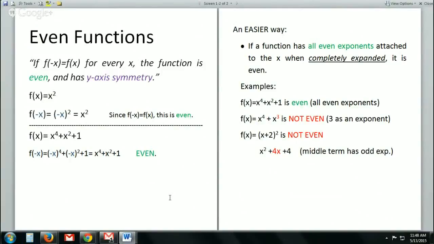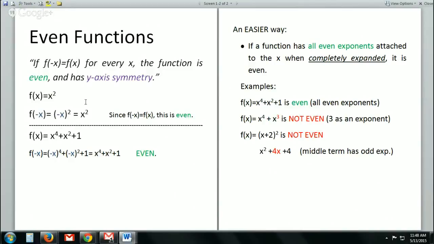Let's look at identifying even functions. The definition for something to be an even function is if f of negative x is equal to f of x for every x, then the function is an even function and it has y-axis symmetry.